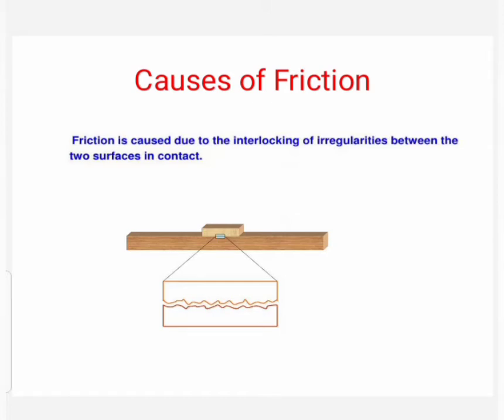Students, observe this figure. It is given in your textbook, page number 98, figure 8.5. There is a table. On the table, a book is kept. Observe the lower surface of the book and the upper surface of the table. In the figure, you can see the irregularities between the two surfaces in contact. This is the cause for friction. Friction is caused due to the interlocking of irregularities between the two surfaces in contact.